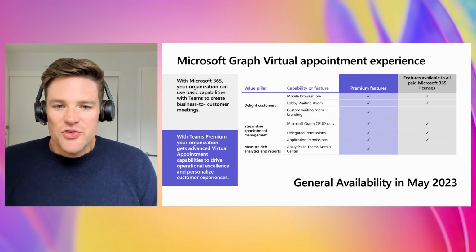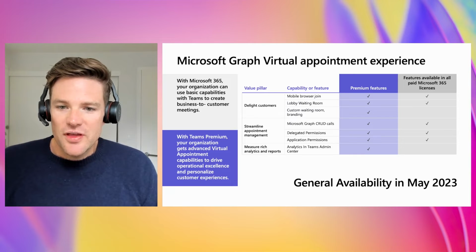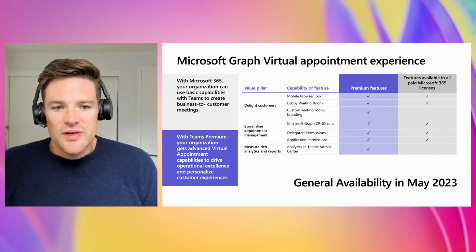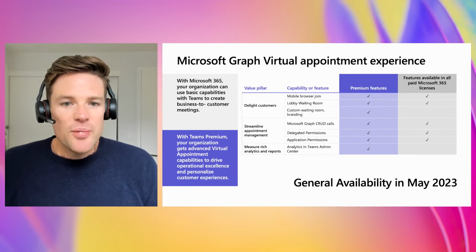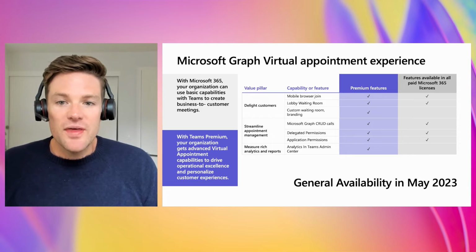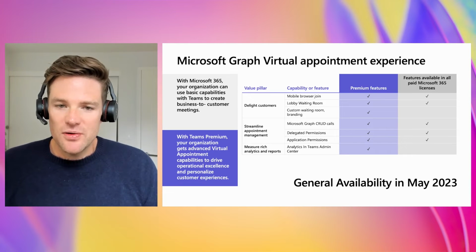The Microsoft Graph Virtual Appointment API is now in general availability. Just like the hosted application, Teams Premium unlocks additional functionality with the customer waiting room and analytics, but you can get started with this Graph API with any paid M365 SKU. And now I'll hand it back to Tomas to cover more extensibility options.